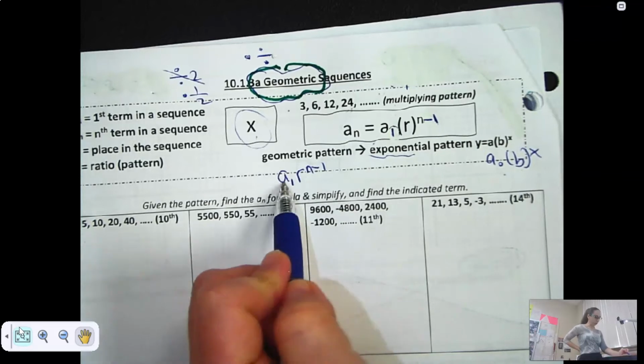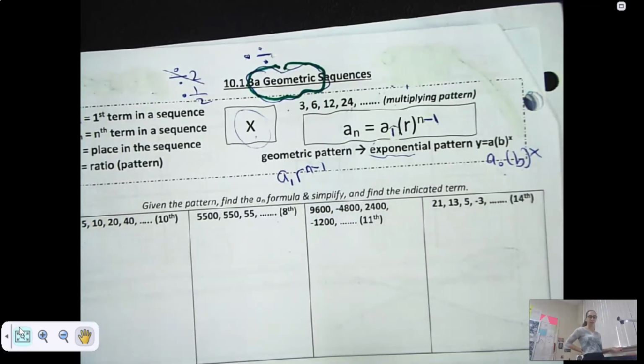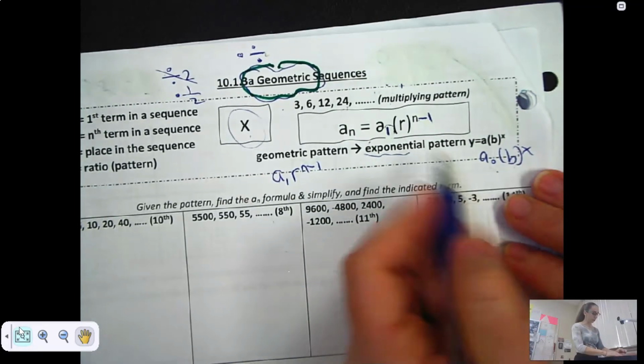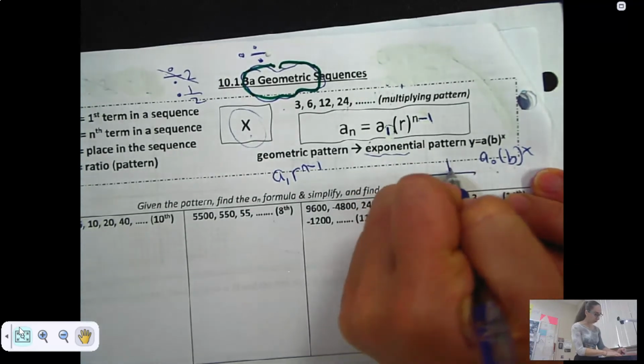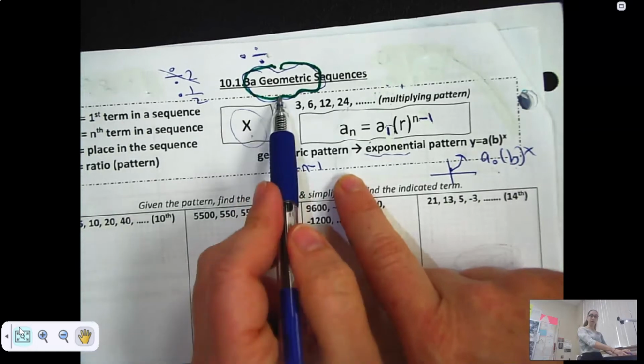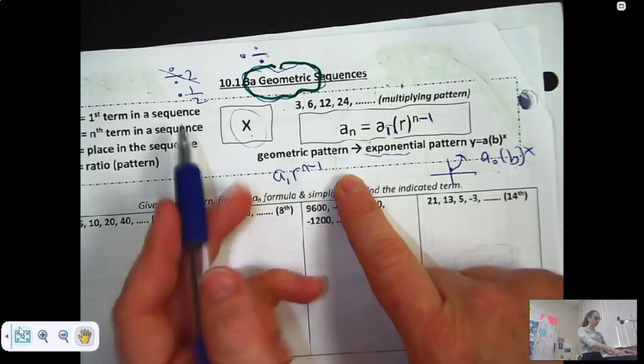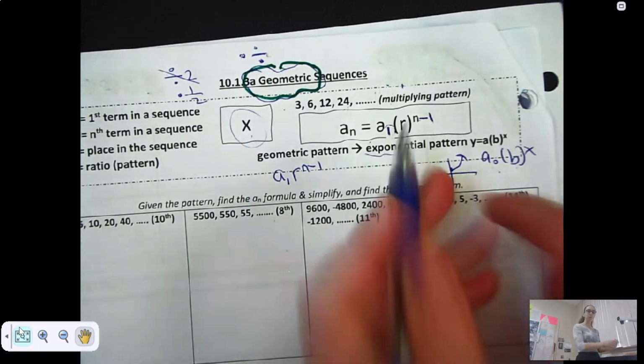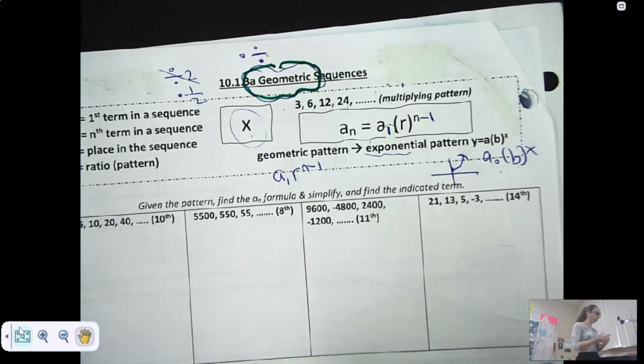For a sequence, first term. And some of you go, why are they doing that? Well, when you were dealing with exponential and you were graphing, you always started from the 0. But in a pattern that's geometric for sequences, you don't start with a 0 number. You start with the first number. They're like, okay, what's the first number? So it's a little bit different.